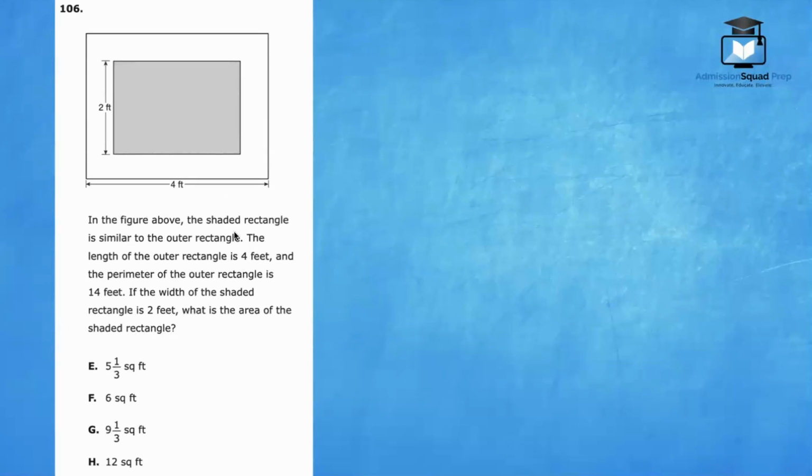Let's calculate the sides of the outer rectangle. The problem tells us that the perimeter of the outer rectangle is 14 feet. We can use this information to solve the problem. We should also pay attention to the word similar. The shaded rectangle is similar to the outer rectangle, which means the sides are proportional.